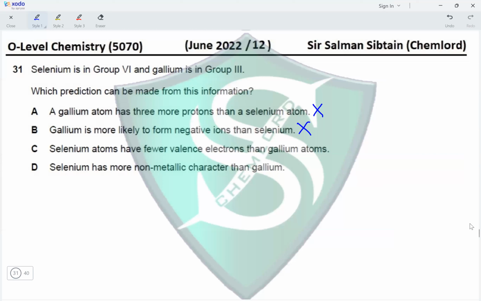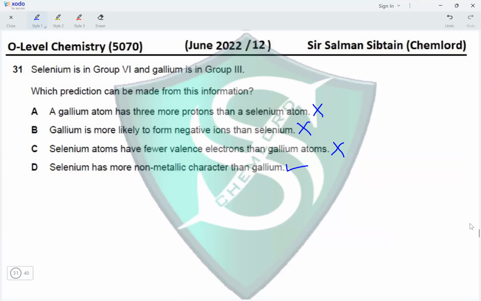C. Selenium atoms have fewer valence electrons than gallium atoms. Selenium is in group 6. It has 6 valence electrons in its outermost shell, whereas gallium being in group 3 will only have 3 electrons in its outermost shell. So this statement is also wrong, making statement D correct.